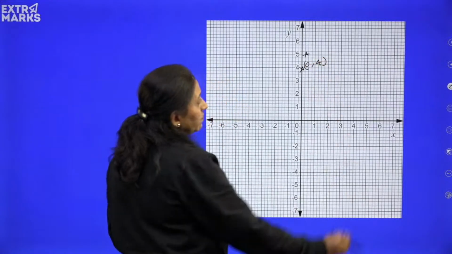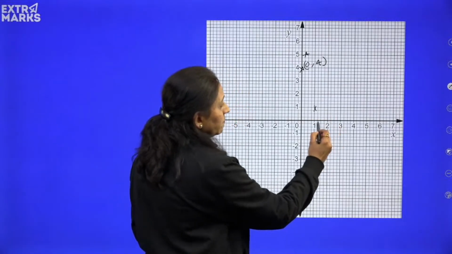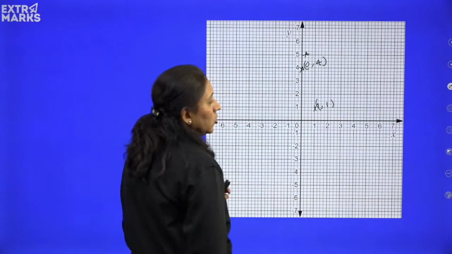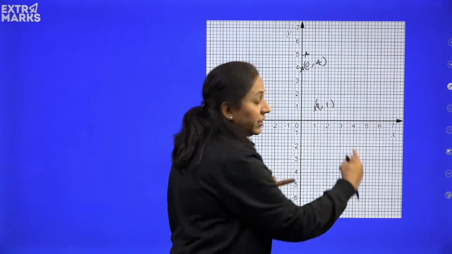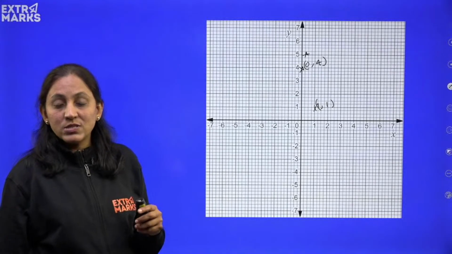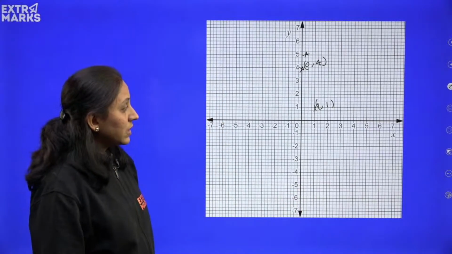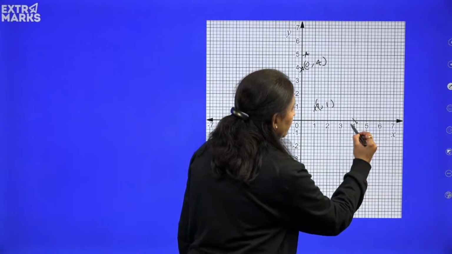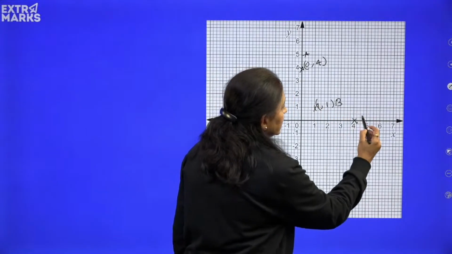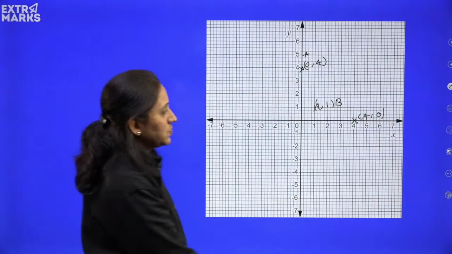A is 0, 4, and B is 1, 1. You should have marked 2 centimeters as 1 unit on your graph sheet. This graph sheet has 1 centimeter as 1 unit, so make sure that you would have marked 2 centimeters as 1 unit. So this is B, and C is 4, 0. This is point C.